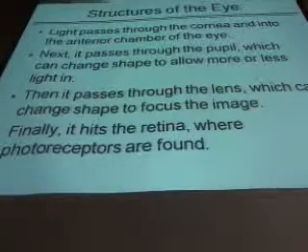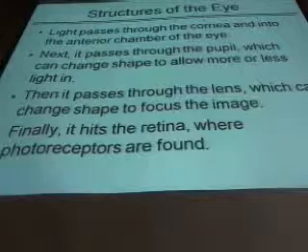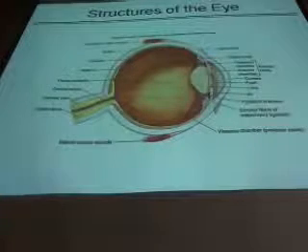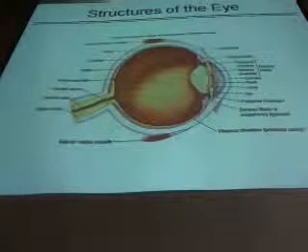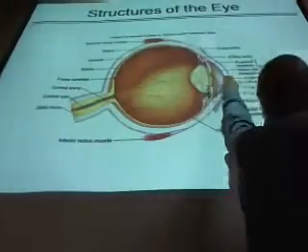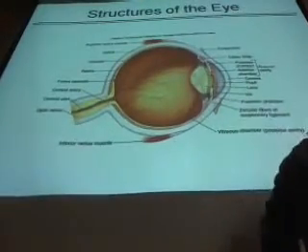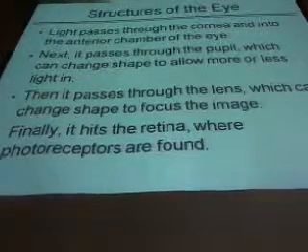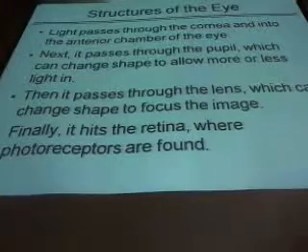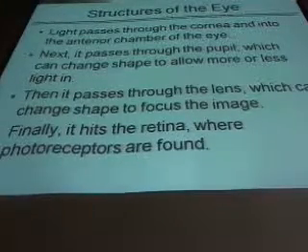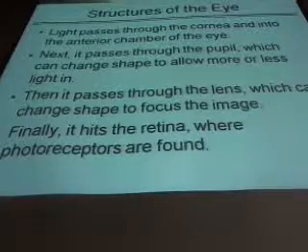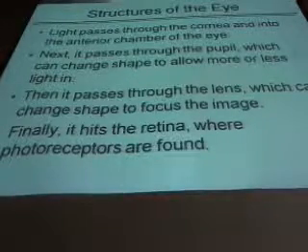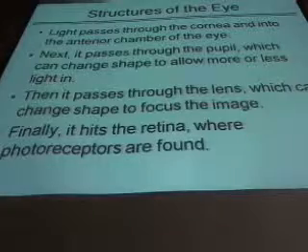Light passes through the cornea into the anterior chamber of the eye. There's your cornea, here's your anterior chamber. Then it passes through the pupil, and that opens or closes to let more or less light in, just like the f-stop on a camera. That's what your pupil does. It passes through the lens, which can change shape to focus the image.